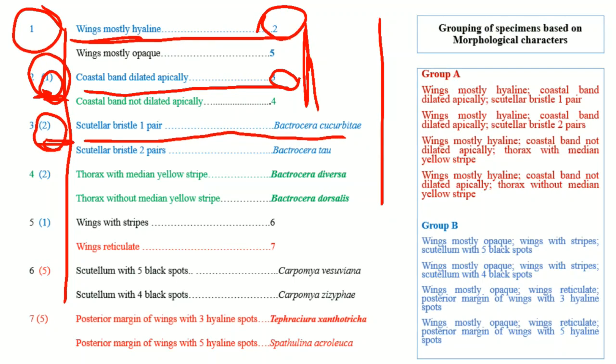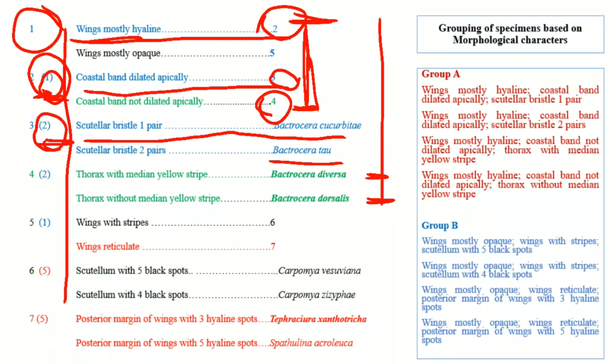Next, if the scutellum has 2 pairs of bristles, then it will be identified as Bactrocera tau. Next, moving towards costal band not dilated apically, point 4, if the specimen has wings that are mostly hyaline. Next, costal band not dilated apically and the thorax with a median yellow stripe, then it will be identified as Bactrocera diversa. And if the thorax is without any median yellow stripe, then it will be identified as Bactrocera dorsalis.